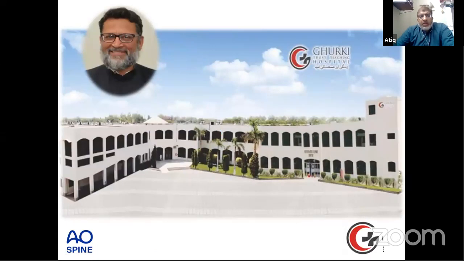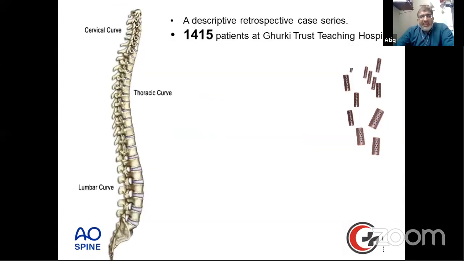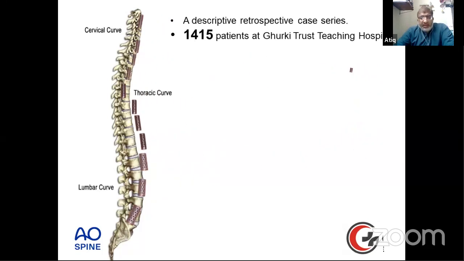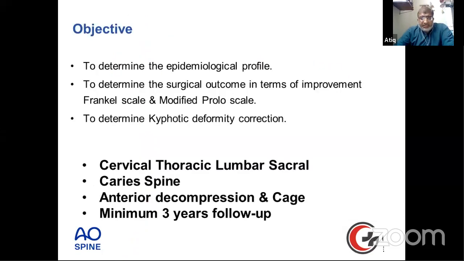We have done almost more than 1,000 cases at Gurki Trust Teaching Hospital under the supervision of Professor Amir Aziz. He is nowadays the AO Spine elected chairperson. And we have applied these hard titanium cages with the bone graft from the anterior approach at almost each and every level of the spine. And I will show you the cases.